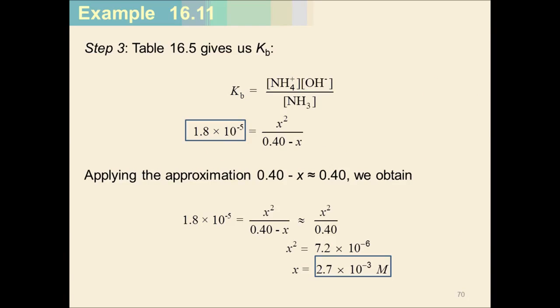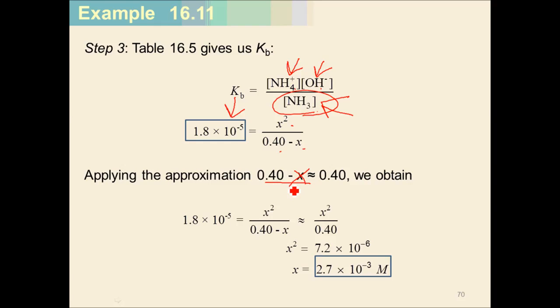On slide 70 then, Kb is calculated by taking the product, the concentration of the products raised to the power of their coefficients, divided by the concentration of the reactants. Kb was in the chart for ammonia, 1.8 times 10 to the minus fifth. We assigned x squared, and so this then is 0.40 minus x. Can we apply the approximation of just ignoring x?